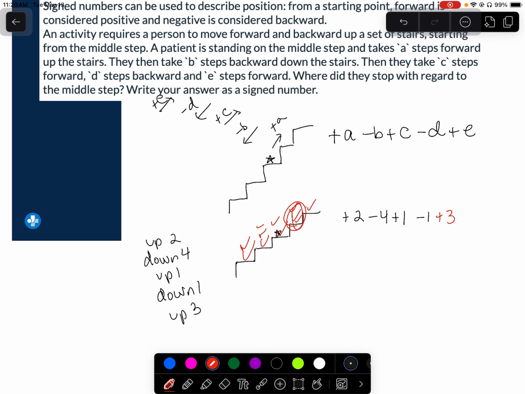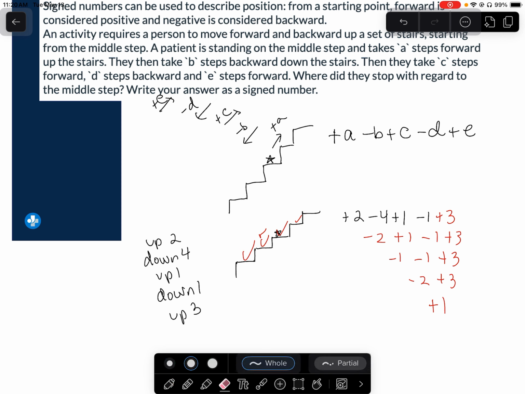Okay, so let's look at our numbers here. 2 minus 4, so that is a net of down 2. Negative 2 plus 1, when they're opposite signs, we subtract and keep the higher sign. So I was down 2, but I only went up 1, so I'm still down 1. I was down 1, I went down 1 again. Now I'm down 2. I went down 2, but I'm up 3. I am up 1 again. So hopefully that clarified what happened there.